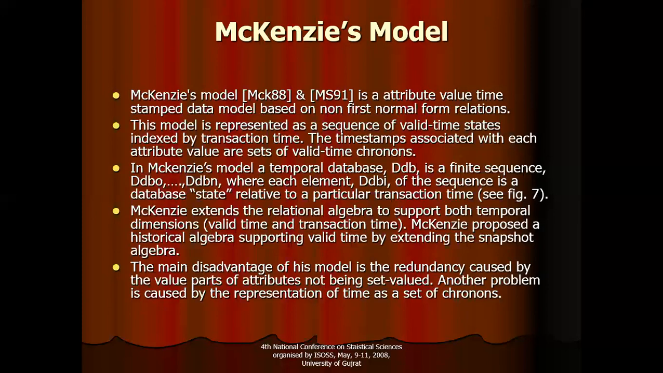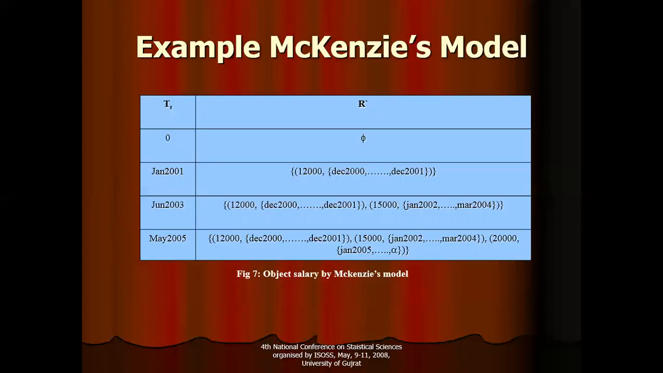Another problem is caused by the representation of time as a set of chronons. Whenever we represent time as a set of chronons, we miss out some information. So it is very important to define those chronons in the best possible manner. So here you can see in the McKenzie representation, once we have the values which are represented in Jan 2001, they are also redundantly used in Jan 2003, and also in May 2005. So we have those values, and on the left column, these values are indexed by transaction time.